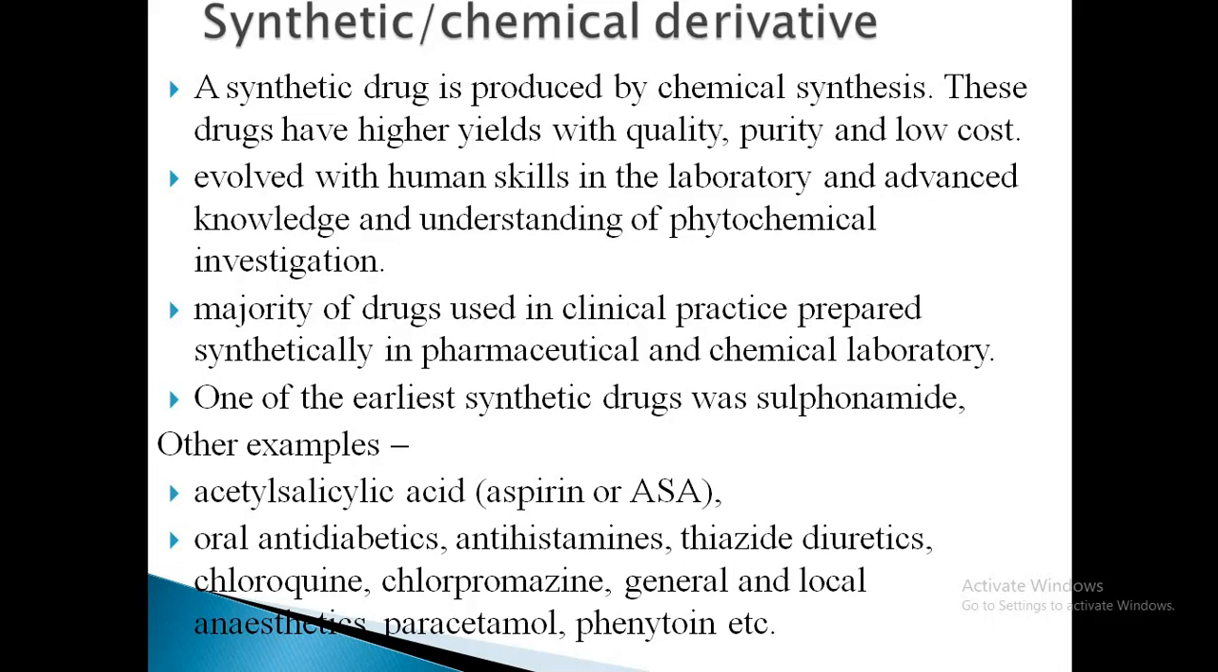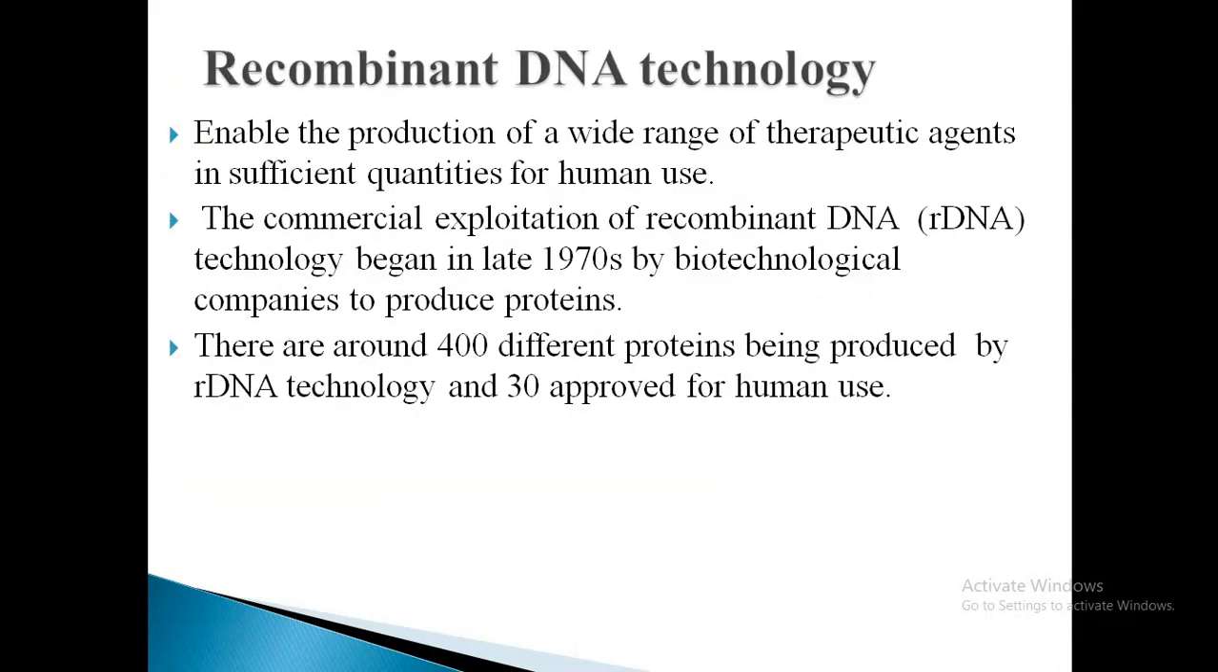One of the earliest synthetic drugs was sulfonamide. Other examples are acetyl salicylic acid, which is aspirin, oral antidiabetics, antihistamines, thiazide diuretics, chloroquine, chlorpromazine, general and local anesthetics, paracetamol, phenytoin, etc.